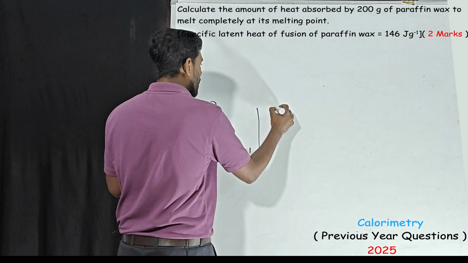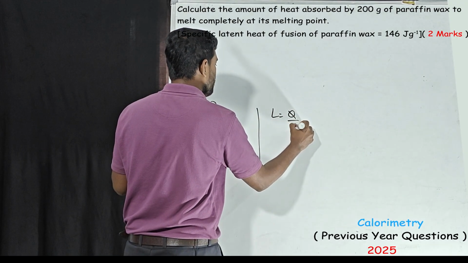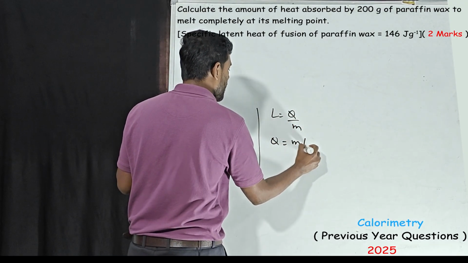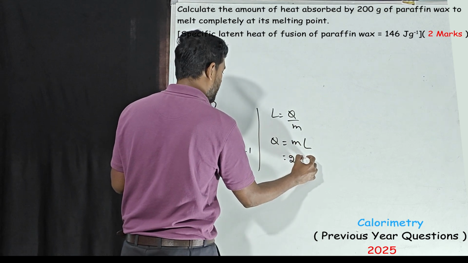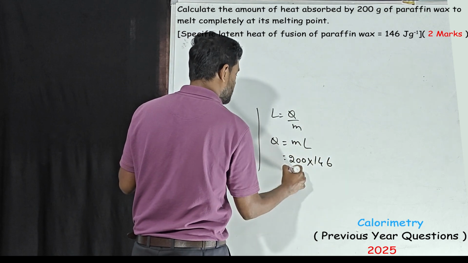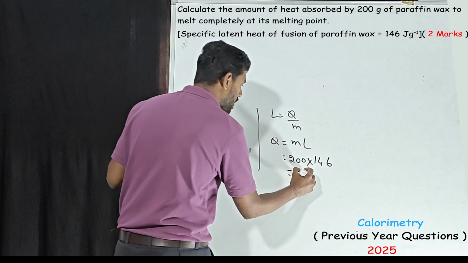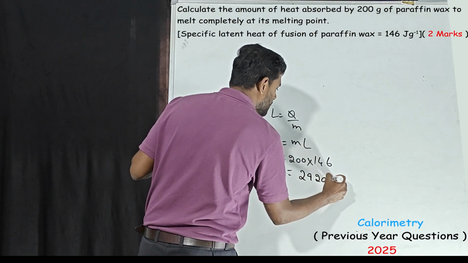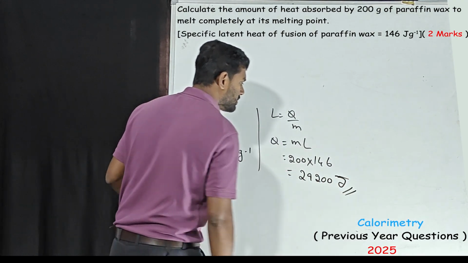Okay, we know L is equal to Q by m. So Q is equal to mL. m is 200, L is 146. So if you multiply these two, the answer will be 29200 joules.